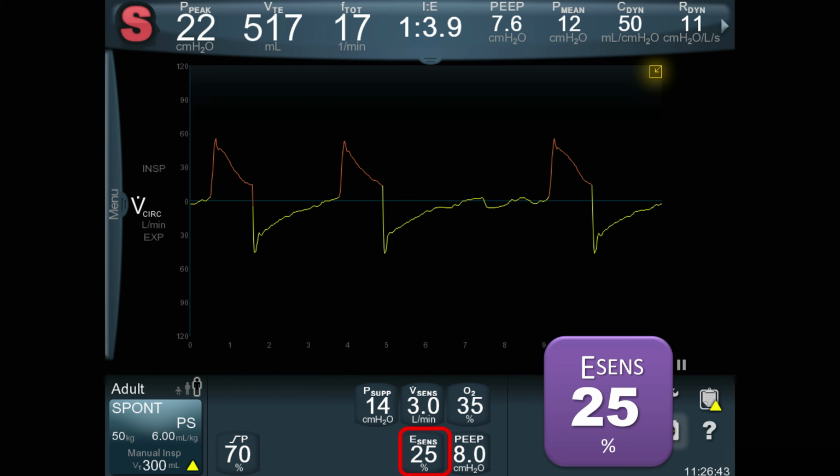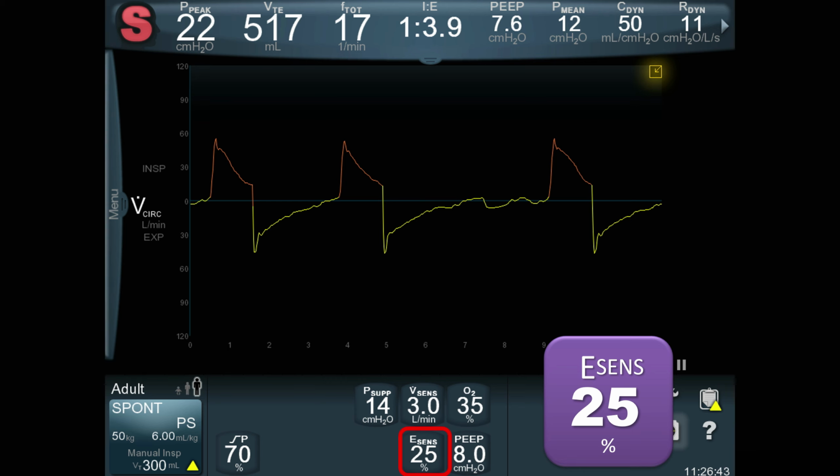One specifies a point at a specific percentage of peak inspiratory flow that will vary from breath to breath. The patient will trigger every breath, but the ventilator will switch flow off and cycle to expiration at that specific proportion of peak flow. And this is the expiratory sensitivity that I have just mentioned. In this example, the expiratory sensitivity is set at 25% of peak flow.